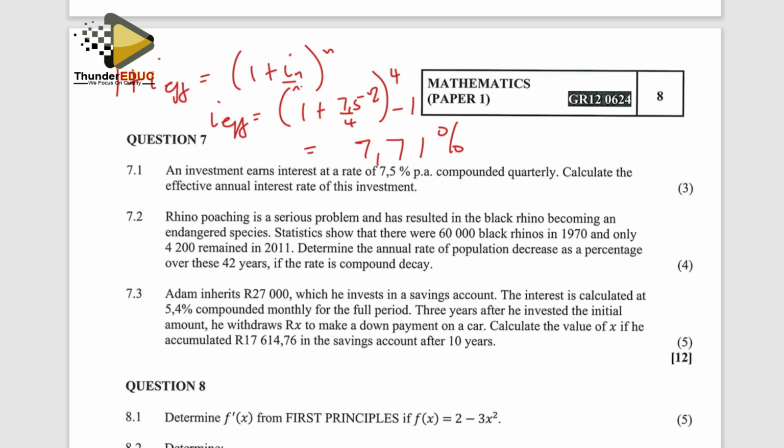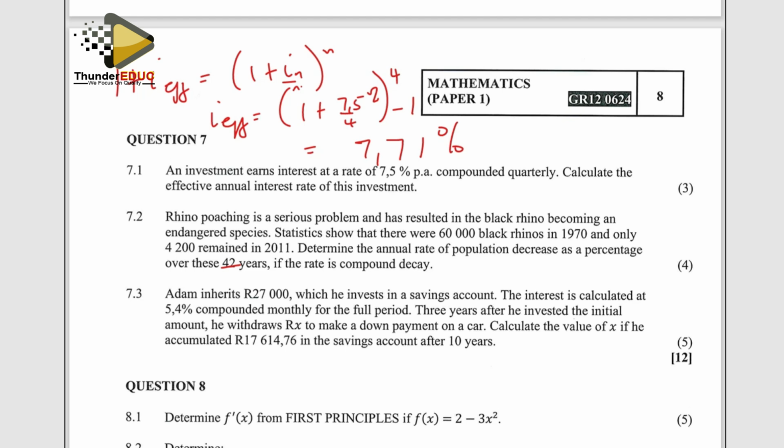All right, then 7.2. Rhino poaching is a serious problem indeed, guys, and has resulted in the black rhino becoming an endangered species. Statistics show that they had 60,000 black rhinos in 1970 and only 4.2 remain in 2011. Determine the annual rate of decrease as a percentage over the 42 years if the rate is a compound decay.